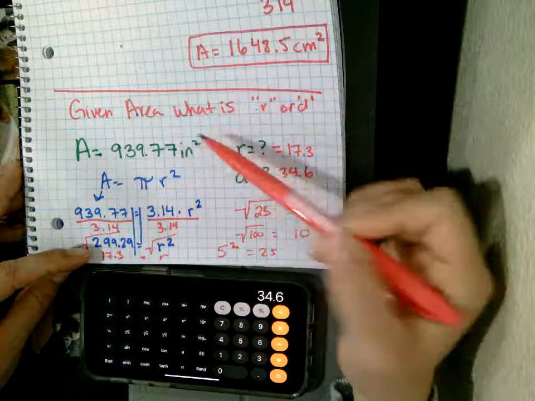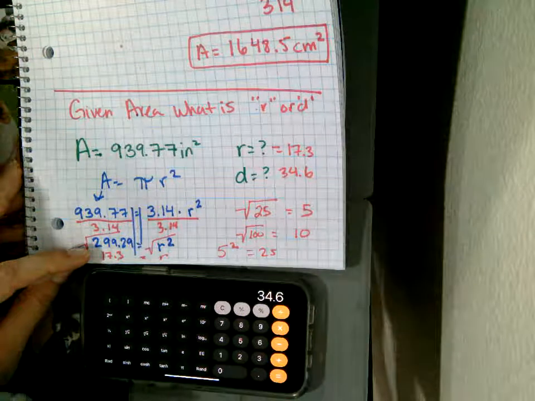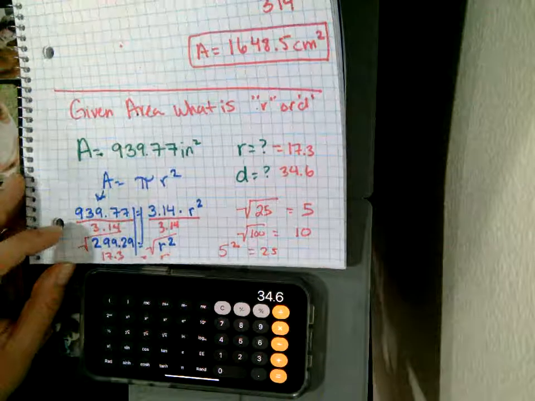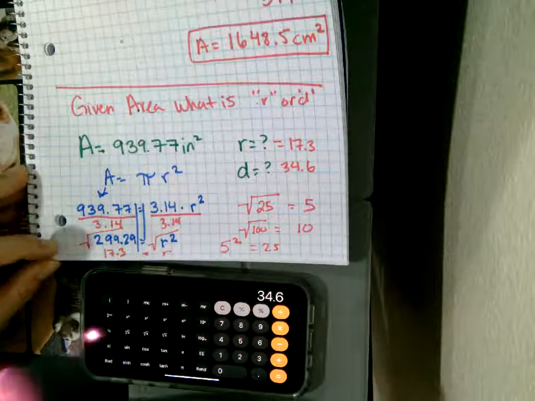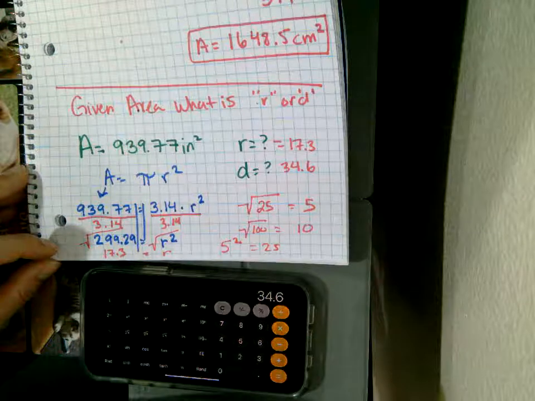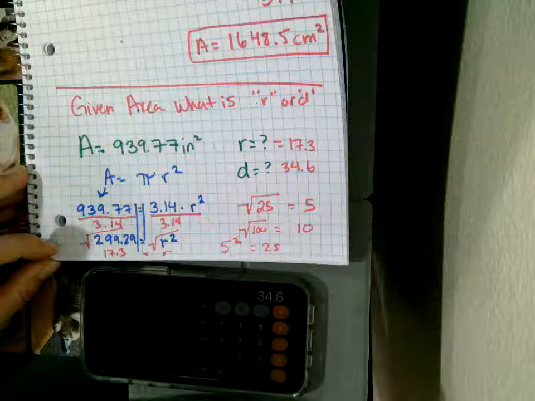So given the area, what is radius, what is diameter? Given area, you can also solve for circumference. You can do a lot. Are we okay?